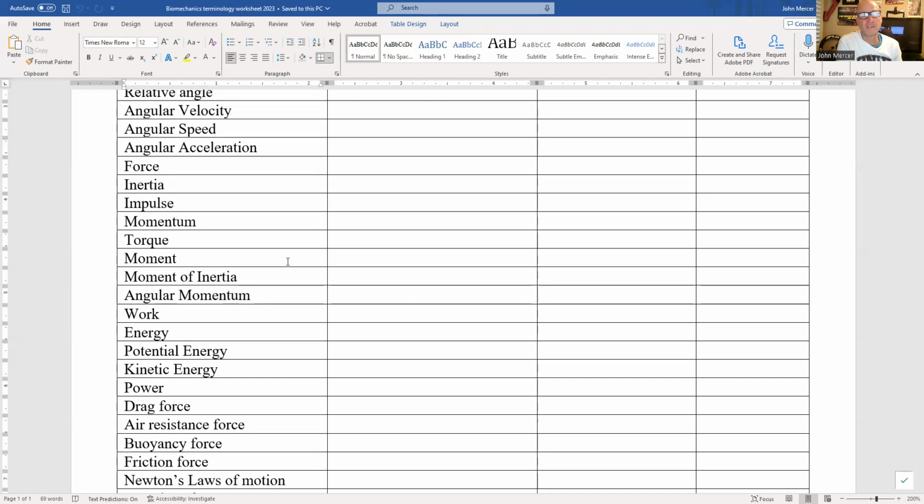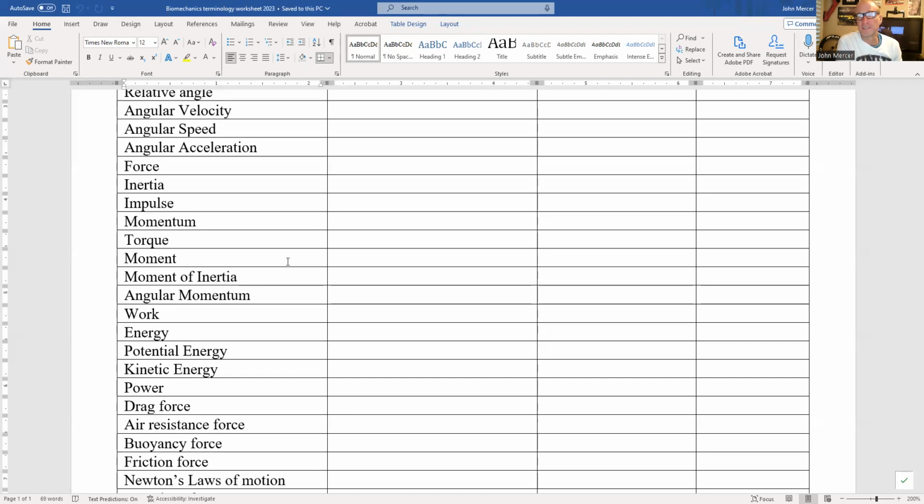Torque is the tendency of a force to cause rotation. We start off with the equation T equals F d perpendicular. F is the magnitude of force. d perpendicular is the moment arm. And torque is a vector, with magnitude and direction, and the units are newton meters. Moment is the exact same thing as torque.